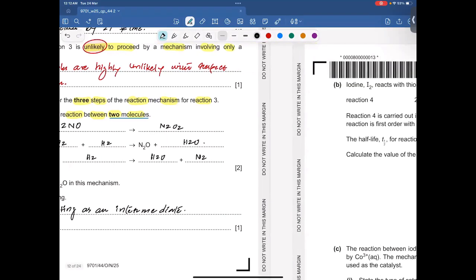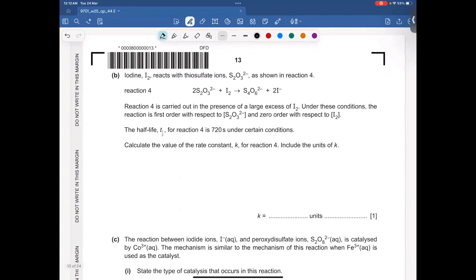Let's move on to the next page. My goodness. We have done this equation in A1 in group 17 elements. When large excess of iodine is used, which means we cannot determine the order of reaction with respect to iodine. So iodine के लिहाज से order is 0 order. Okay. Now in the next part, with respect to thiosulfate, it is first order, and the half-life for reaction 4 is 720. I mean, is given. So we need to find the value of rate constant, including the units.